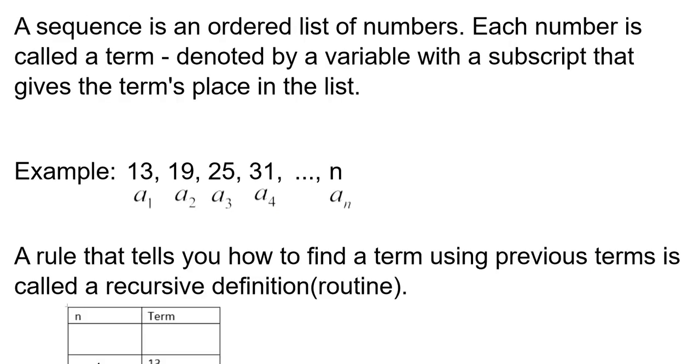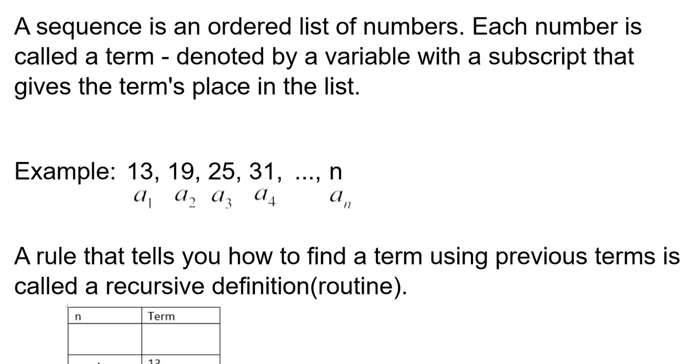So continuing with this idea of our values here, remember we're talking about a sequence. It's an ordered list of numbers, and each number we would call a term, and it's usually denoted by a variable with a subscript. Usually they talk about A representing the term, and the subscript is going to give the term's place in the list. So for example, with my sequence of 13, 19, 25, 31, and so on, 13 is the first term in the sequence, 19 is the second term, 31 is the fourth term.